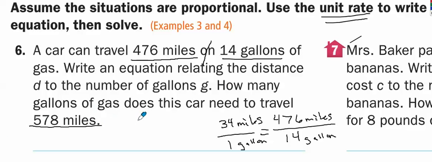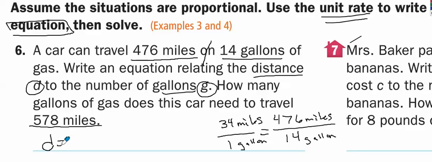Well, we could set up a proportion like we did in 1 and 2, but it asks us specifically to use an equation. Okay? And it says to use the distance, D, and the gallons, G. So it's a lot of stuff to pull out of this narrative. So I'm going to say this. My distance, D, that I can travel, is going to be equal to the 34 miles I can go times every single gallon of gas I have. So 1 gallon, 34 miles. 2 gallons times 34 is 68 miles. 3 gallons times 34, and so on and so on.